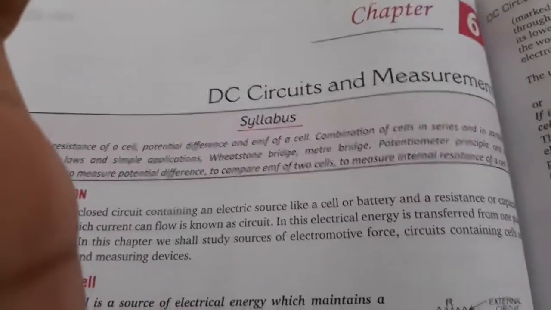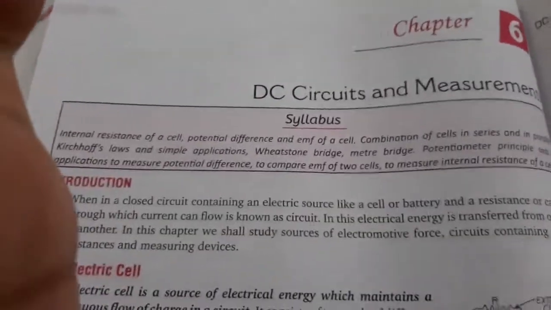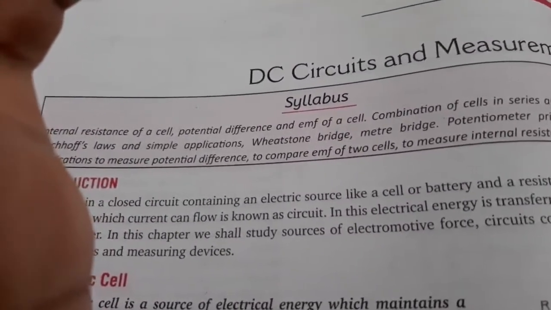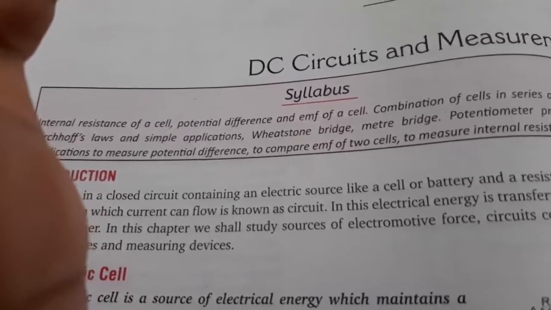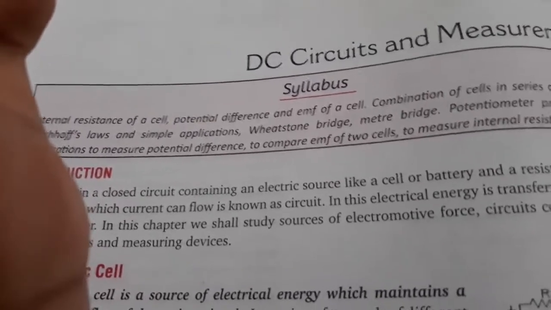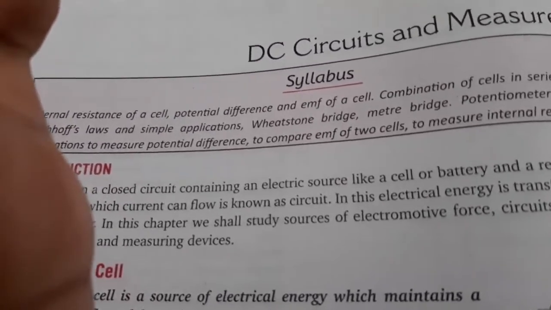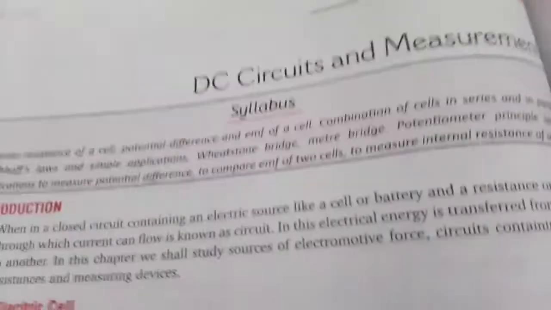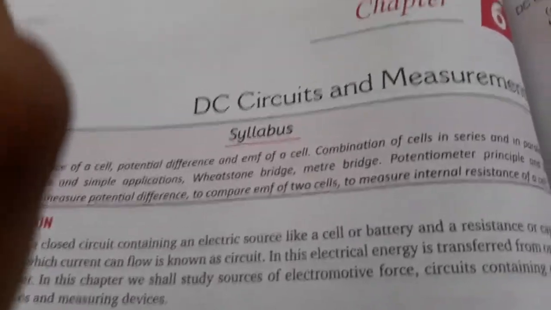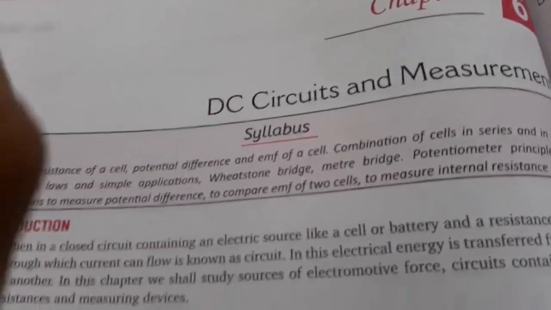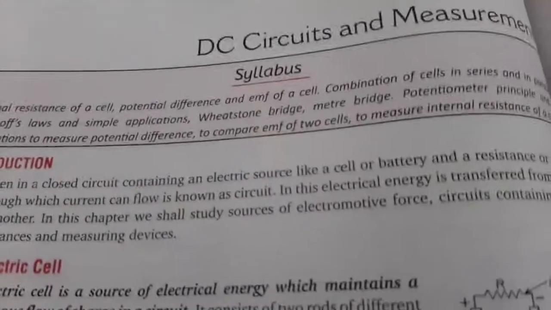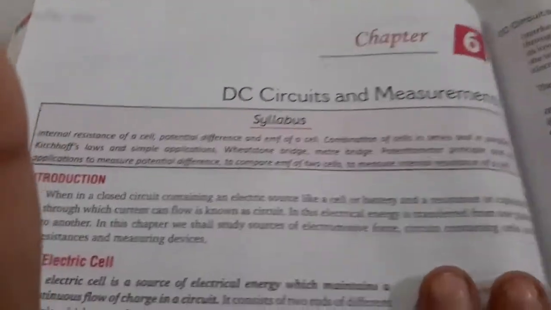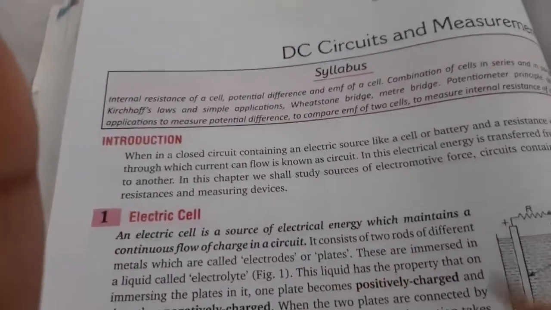Hello students, today we will start chapter 6, DC circuit and measurement. In this chapter we will study the electric cell and different combinations of cells, like resistor and capacitor we have studied already, and some electrical measurement devices which can measure potential difference and current. Okay, so our chapter 6 is DC circuit and measurement.